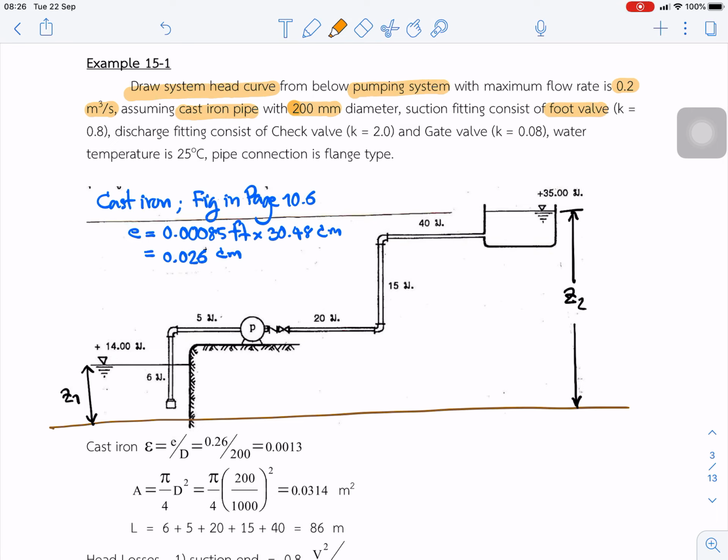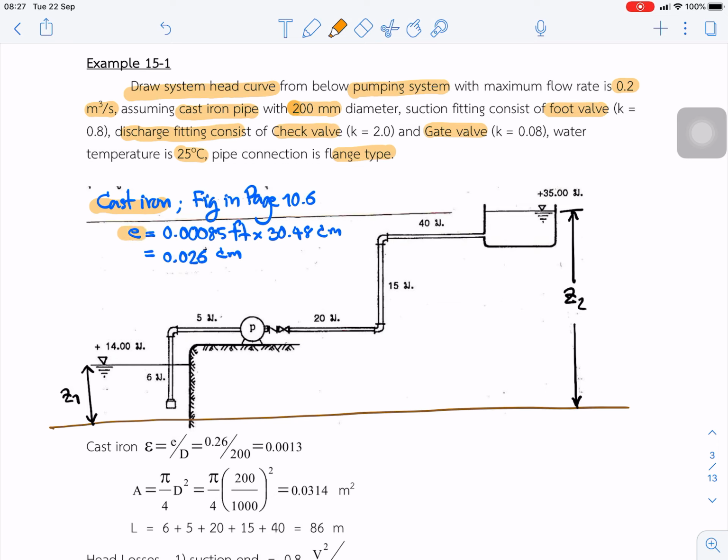The discharge fitting consists of a check valve, case 2, and a gate valve, case 0.08. Water temperature is 25 degrees. Okay. The pipe connection is the flange type. Given a cast iron pipe, we can identify the roughness from page 10-6.